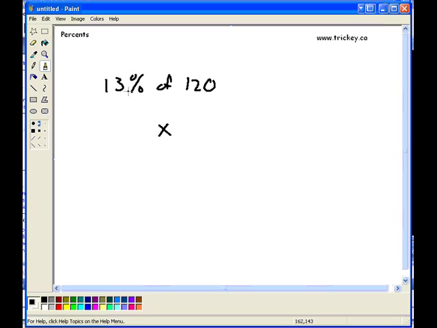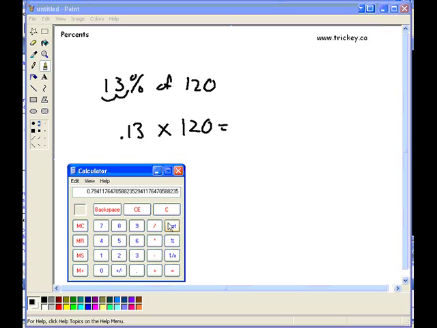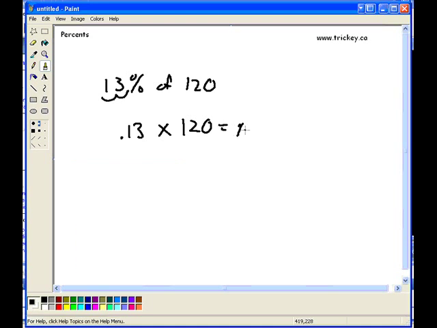So you take the decimal form, 0.13, times it by 120, and we get 0.13 times 120 equals 15.6. So 15.6 is 13% of 120. Let's do one more.